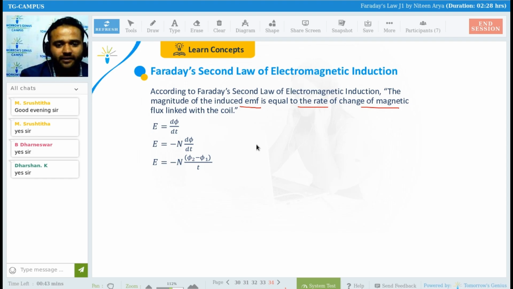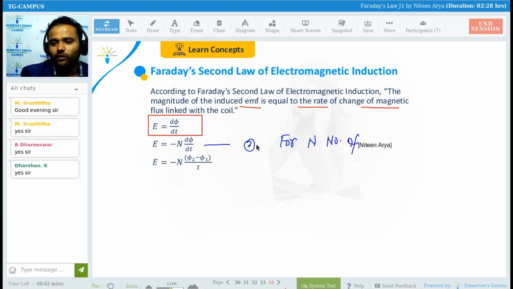E equals d phi by dt, and for n number of turns, n d phi by dt. Okay, this is your second equation for n number of turns in a coil. For n number of turns of a coil, you can write anything. Okay, so E equals minus (phi 2 minus phi 1) by t.